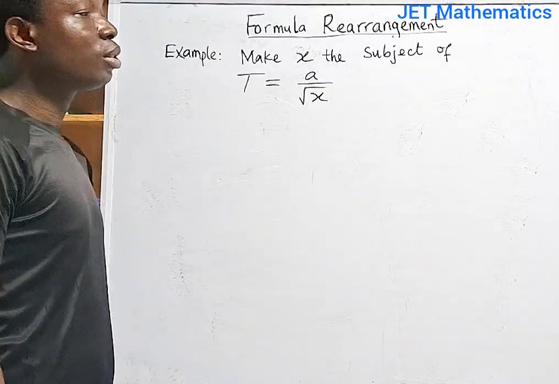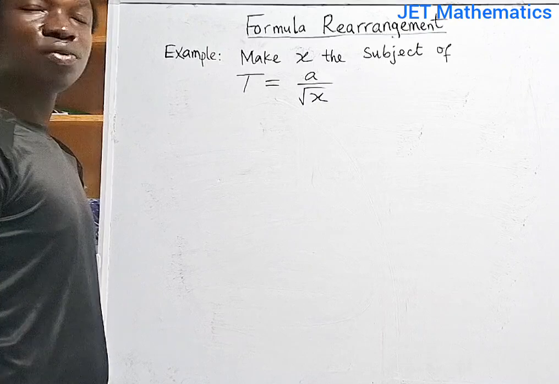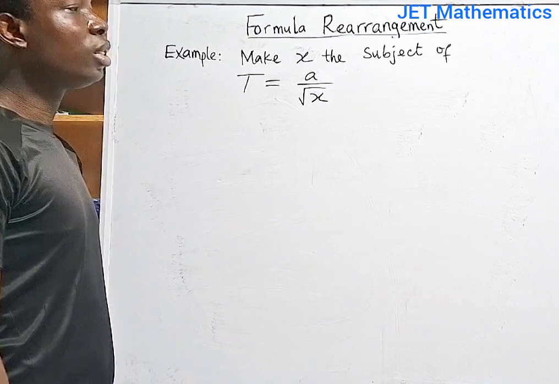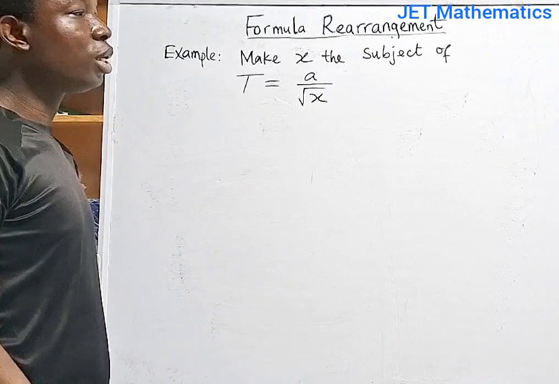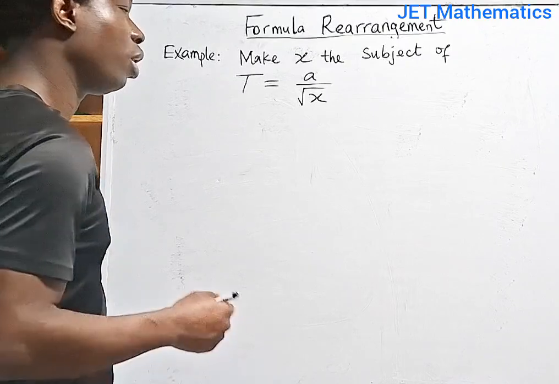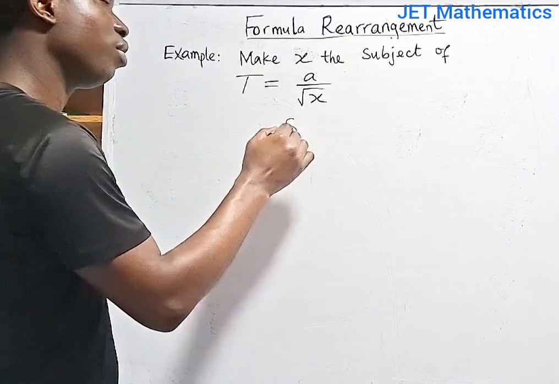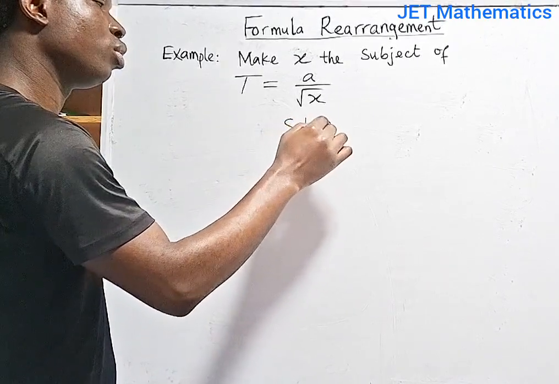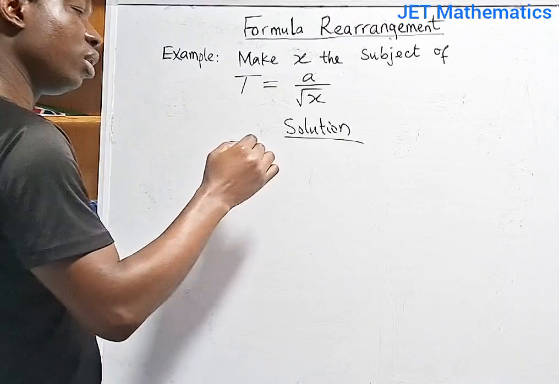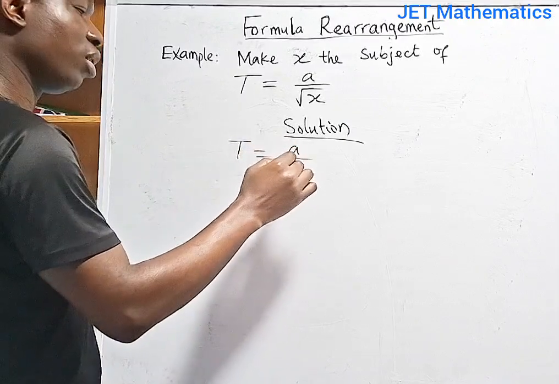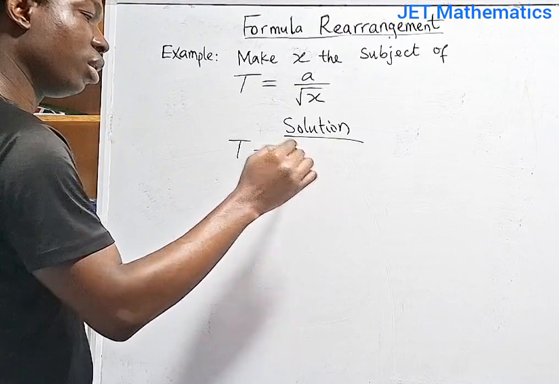In today's class, we will solve another example on formula rearrangement. So in this example, we are making x the subject of formula. So straight away, we are going to solve this solution. So we have t is equal to a over the square root of x.